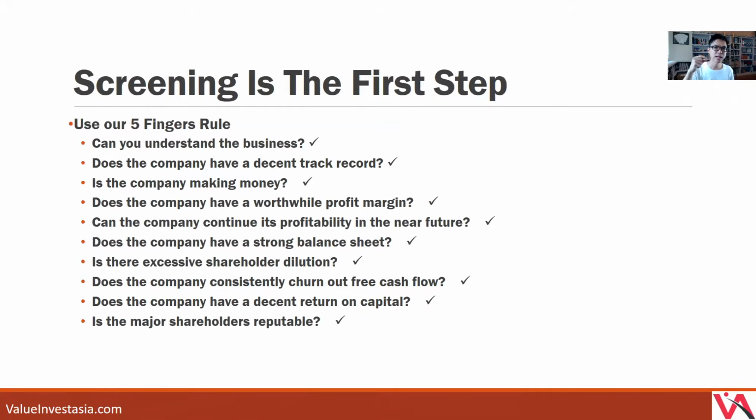Okay, the next one is, is the company making any money? The objective of companies is still to make a profit, and as an investor, we want to invest in that profit. So we should look for a company that is at least making some profit. Number 4, does the company have a worthwhile profit margin? Sometimes when the company has a good profit margin, it kind of hints to investors that they have a strong pricing power.